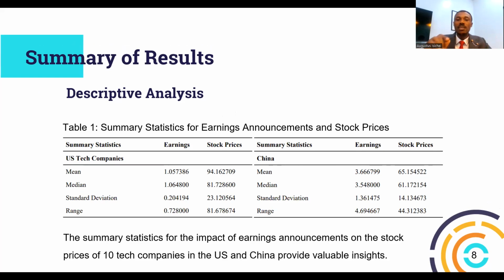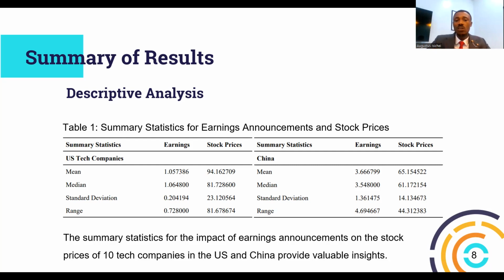For the earnings, you can see that the average earnings surprise is approximately 1.06, indicating that US tech companies tend to exceed earnings expectations by a moderate margin. The distribution of earnings surprises is relatively symmetric without significant outliers. On the other hand, Chinese tech companies have a higher average earnings surprise of approximately 3.67, which indicates that they consistently surpass earnings expectations by a significant margin.